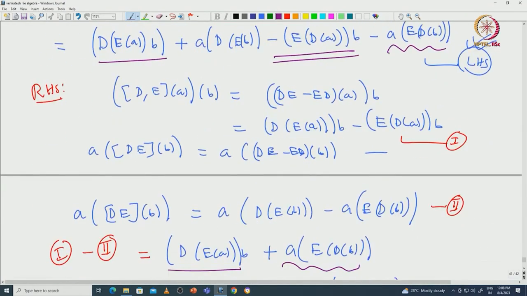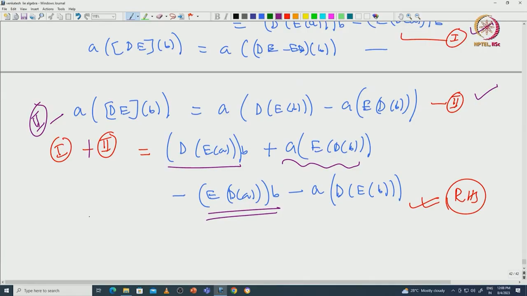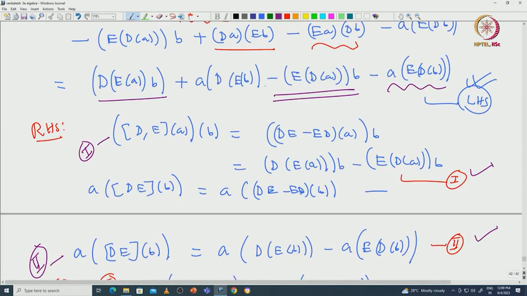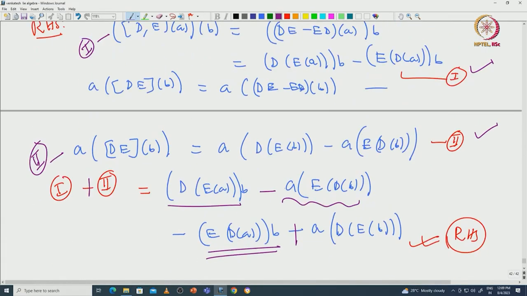What we need to check, so this is the term 1 and this is the term 2, this is the term 1, this is the term 2. So, basically we need to add that. So, we should not subtract. So, this is adding. So, if you add it, then the terms are matching. So, then this must be plus and this must be minus. So, in the right hand side, this term comes with minus A of E of D of B. And then here again it is plus. So, it is all matching.